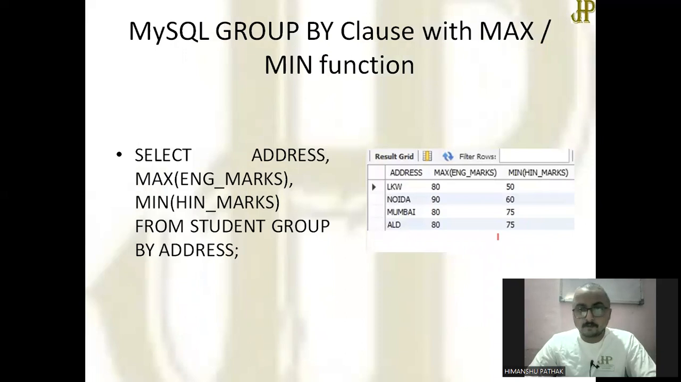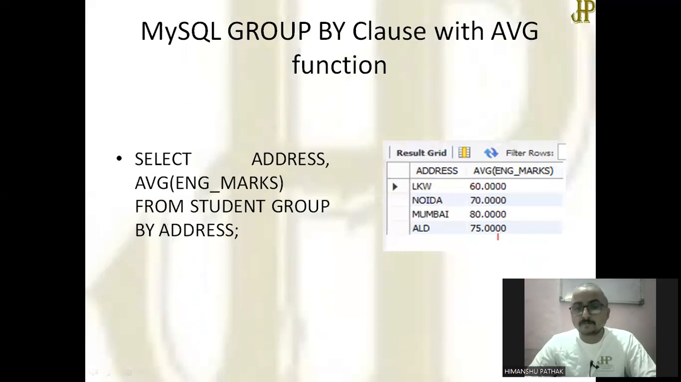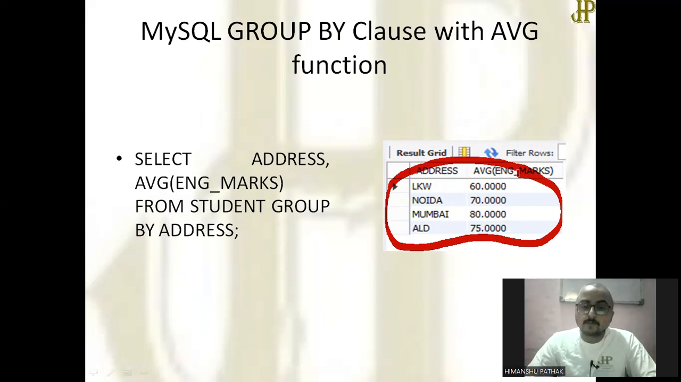Okay, now max, min, you can take average. What is the average marks of the students belonging to each city? So here you can see that for the students belonging to Lucknow, the average marks is 60. The students belonging to Noida, the average marks is 70, and so on. So to do this, you need the group by clause.